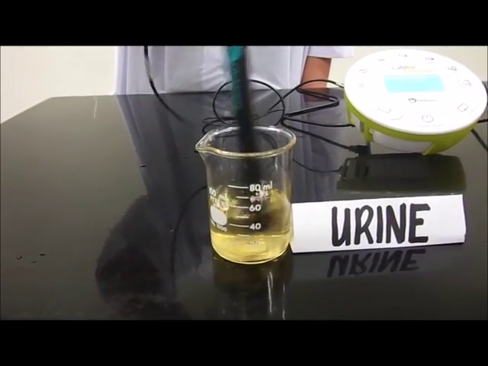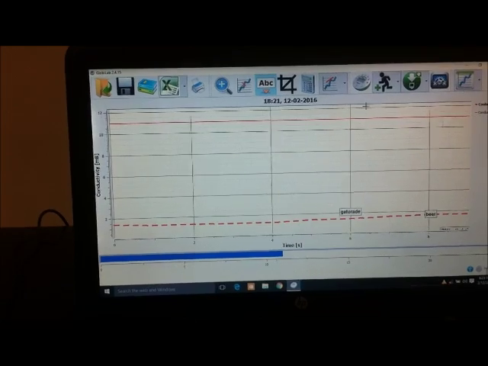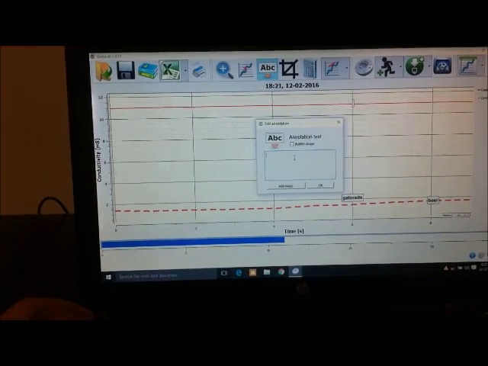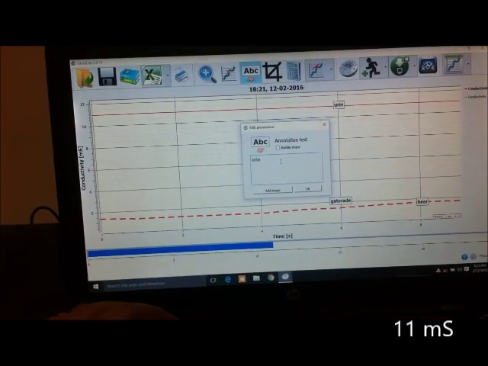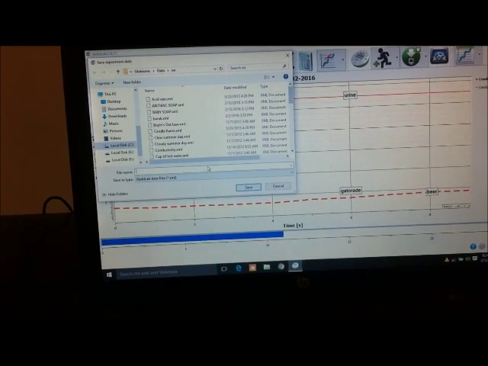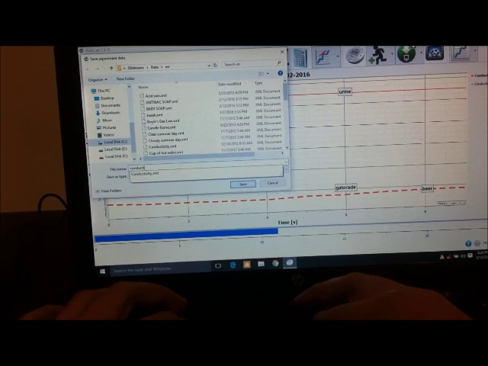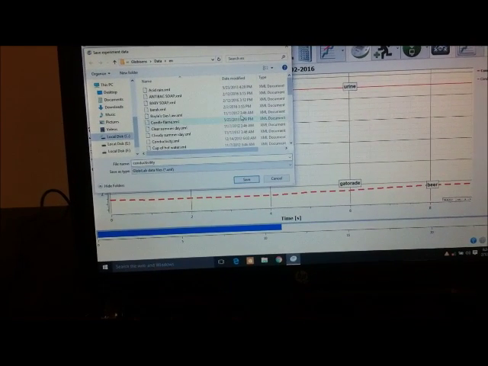And then we have to proceed to the urine. And we have to stir it, and then the lab disk will measure the conductivity. Its conductivity is 11 ms. And then we have to save the full recordings of the experiment.